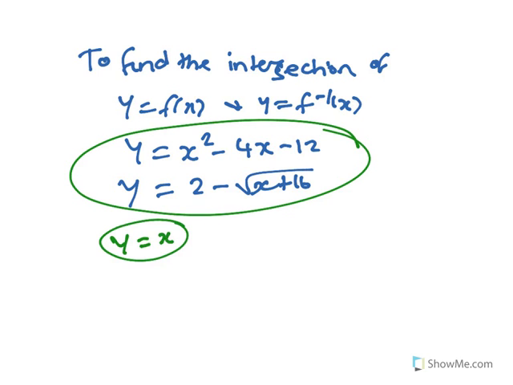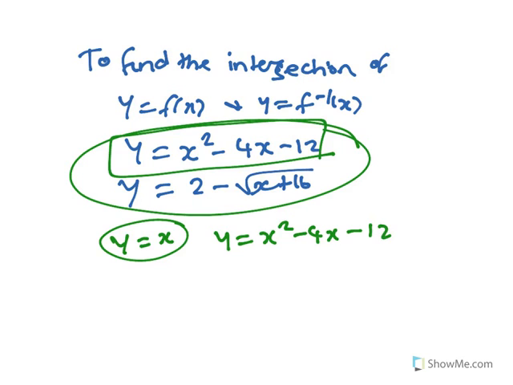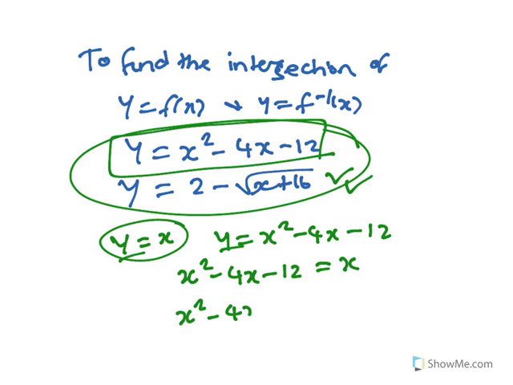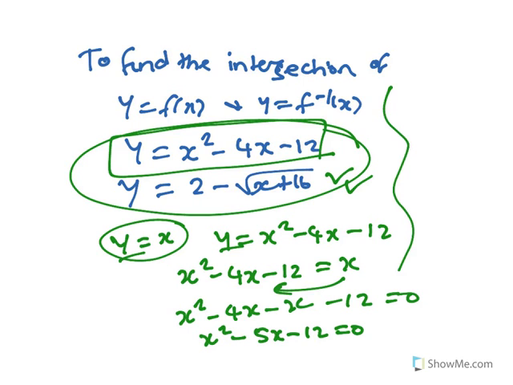So now to find the point of intersection of these two curves, because we know that they intersect on the line y equals x, the easiest thing is to find the point of intersection of y equals x with this one, and then we know it'll also lie on the other one, because then you don't have to deal with square roots and it's quite simple to solve. X squared minus 4x minus 12 equals x, because they both have the same y value at their point of intersection. X squared minus 4x, bring the x over, minus x minus 12 is 0. X squared minus 5x minus 12 is 0.